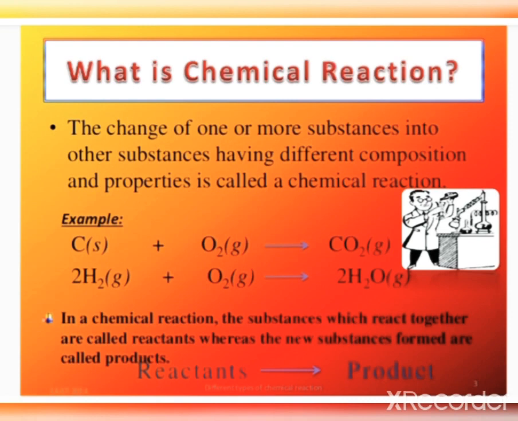Now in the example, as you can see in the slide, carbon is solid. S stands for solid. When it reacts with oxygen, that is in gaseous form, it forms carbon dioxide. Now C plus O2, that is on the left hand side. When two substances react together, they are known as reactants. And when they react, they form a desired product that is called CO2. Here the product is CO2 and the reactants are carbon plus oxygen.